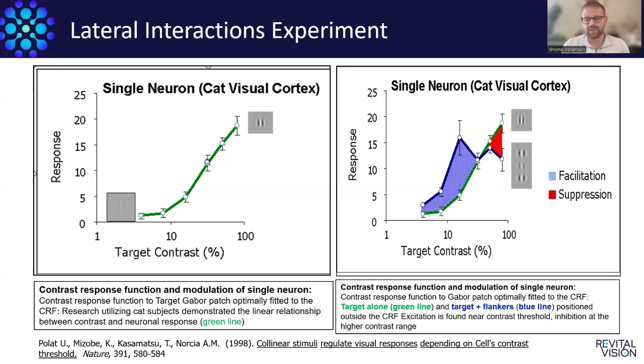In the second part of the experiment, he added two side flankers to the target Gabor and found that in certain parameters, the flankers can facilitate and enhance the neural response, while in other parameters, they suppress the response. Here, the green line demonstrates the neural response to a single target Gabor, and the blue line demonstrates the response to the three Gabor images, which is the target plus the flankers. As you can see, there is a significant increase in neural response in a certain area.